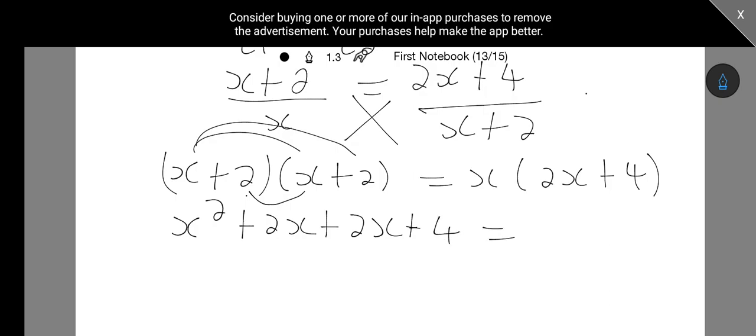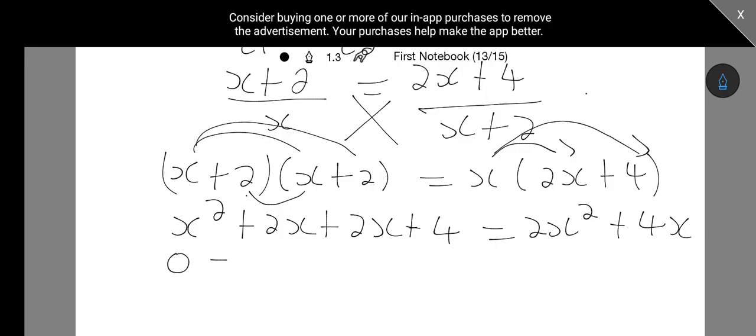And is equal to, even here we're going to use the distributive property, it's this one times this one, and this one times this one. x times positive 2x, that is 2x squared. x times positive 4, that is positive 4x. Now, if you check here, we have like terms. We're going to add the like terms. Let's take all the terms to the right hand side. We're going to be left with 0 on the left side.